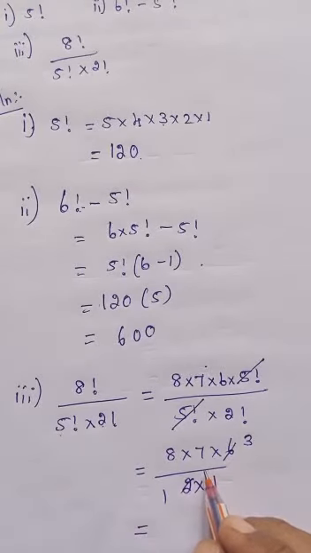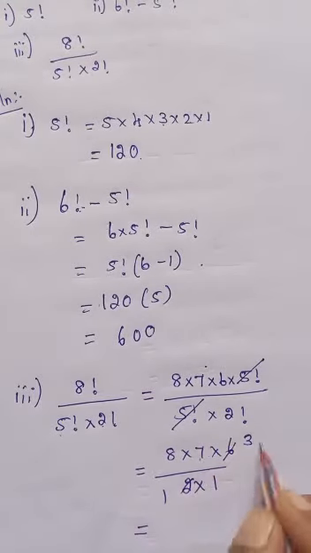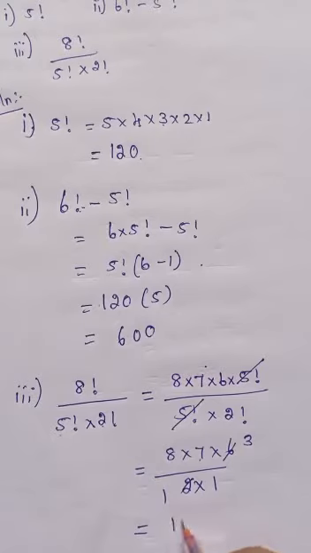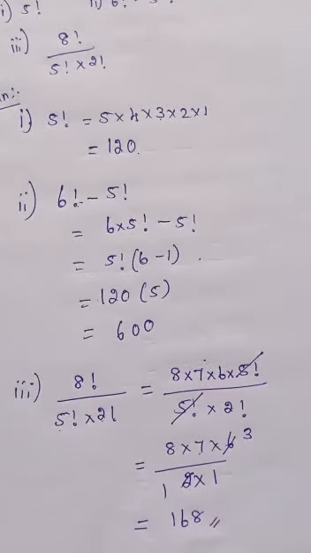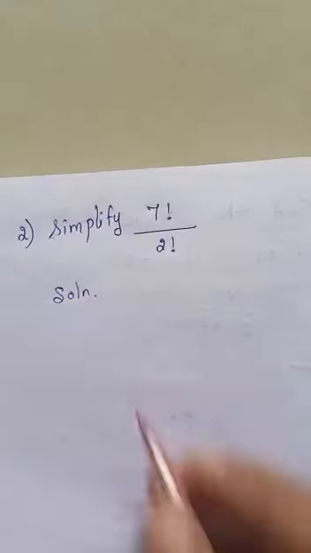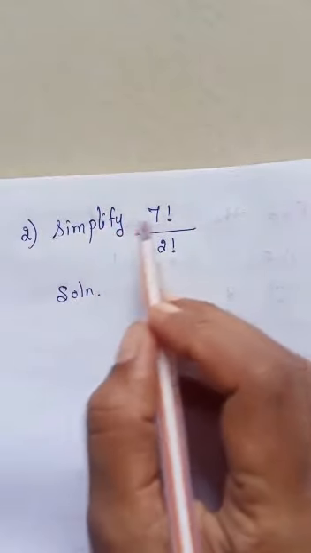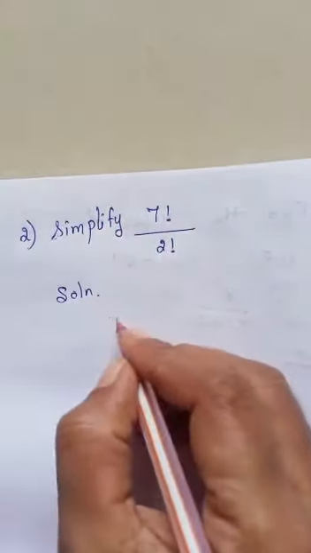8 into 7, 56, and 56 into 3, 168. It's easy, no? See the next problem. Simplify 7 factorial by 2 factorial.